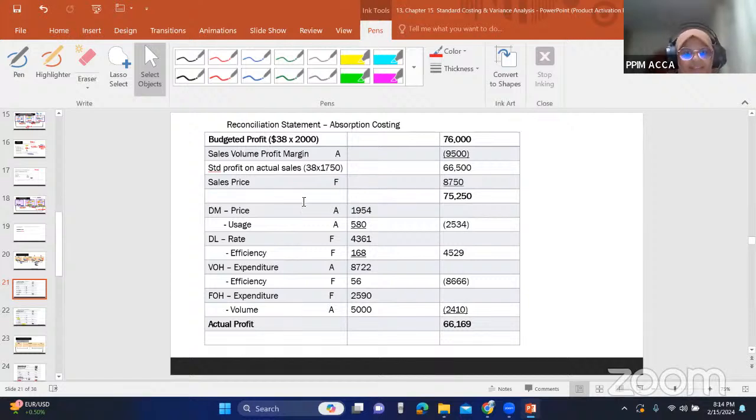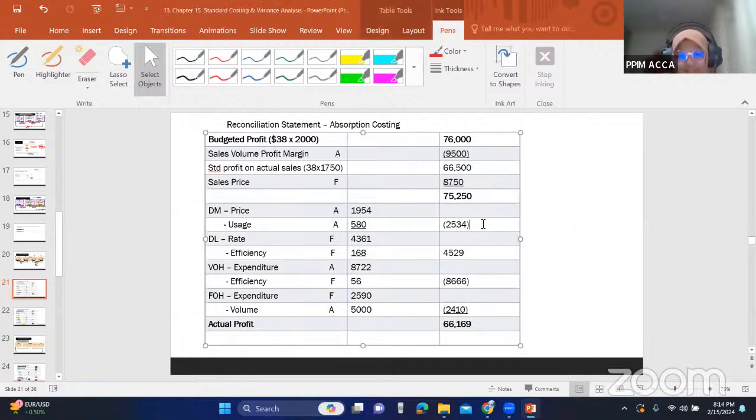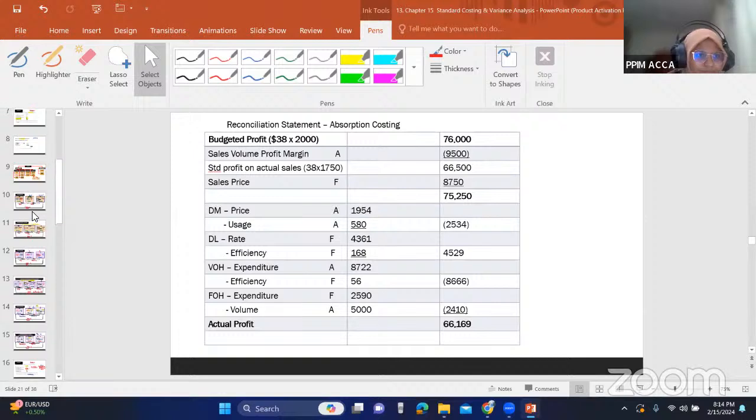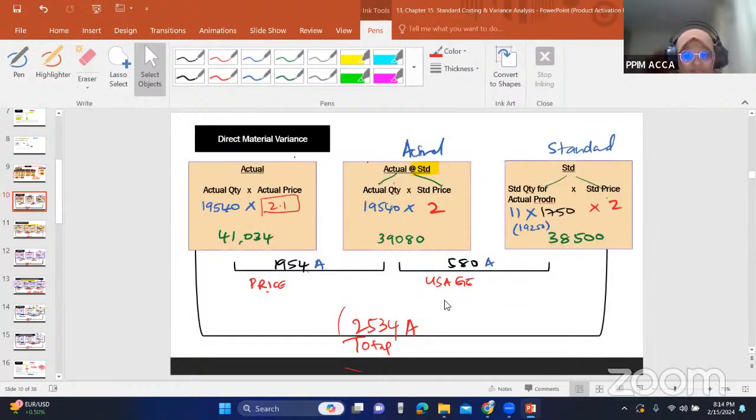Then one under the other, you start putting all the variances that you calculated. So direct material, direct labor, variable overheads, fixed overheads, everything that you calculated. If it was adverse, you make it a negative number. If it was favorable, it will be a positive number. Let me show you. You can also look back at your notes. Direct material, price and usage, both were adverse. One was 1954, the other one was 580. The total was 2,534 adverse. So we are just putting those figures in.